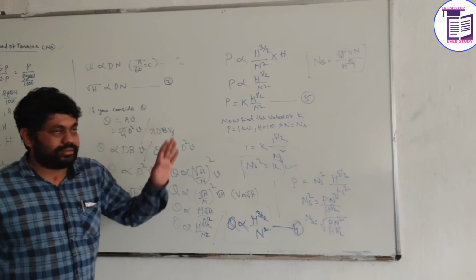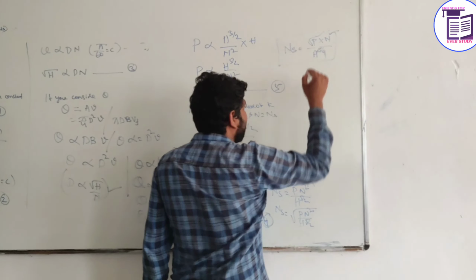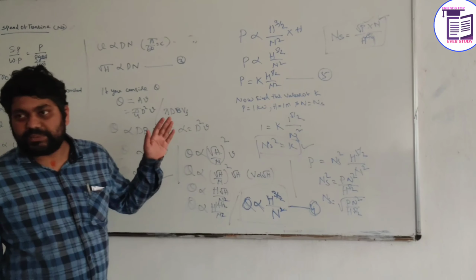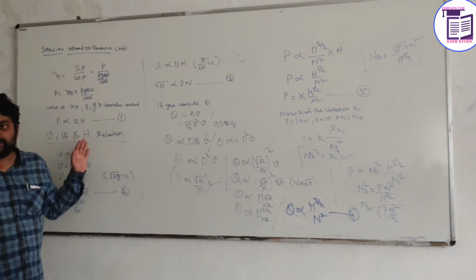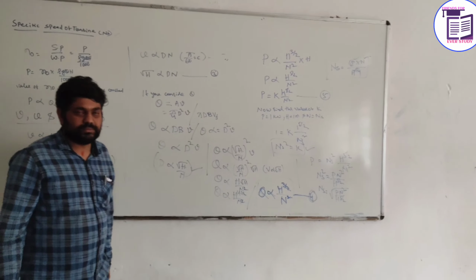Now n will be represented in power, speed and height. So that is your specific speed. This is the relation about your specific speed, and this is the expression of your specific speed.